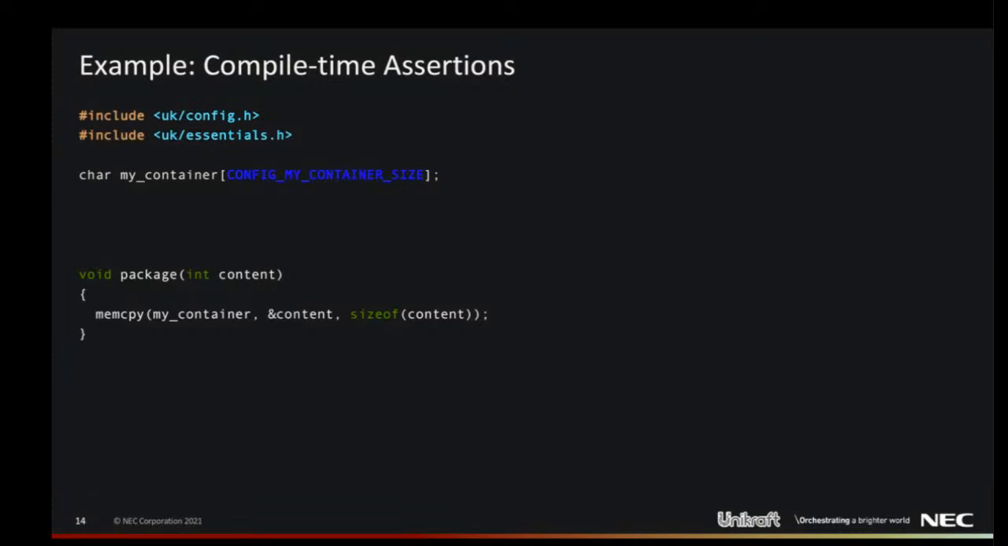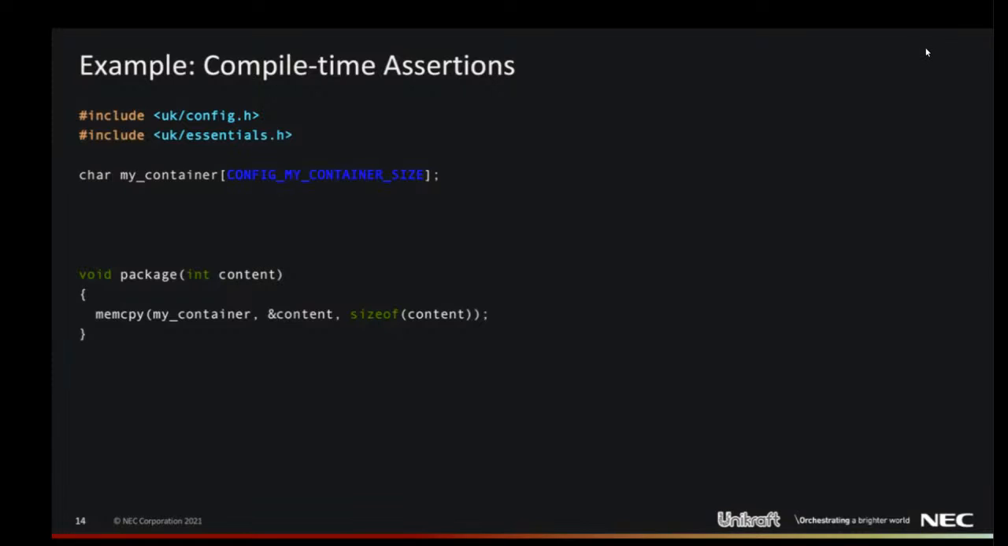Let's say I have here this character array called my_container, and its size is retrieved from a menu config. So it has here CONFIG_MY_CONTAINER_SIZE. And then I have a function which packages something into that container, and the content is an integer. What we do in there is we just memcpy the content into the container and use the size, of course, of the content, which is the size of an int. Now, what could go wrong?